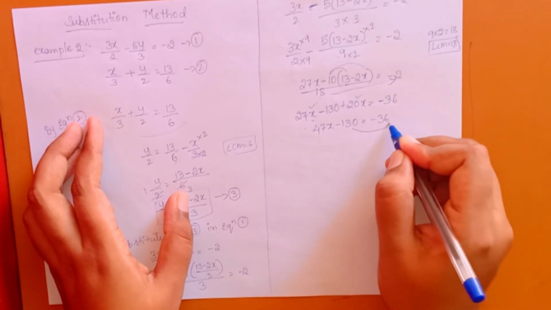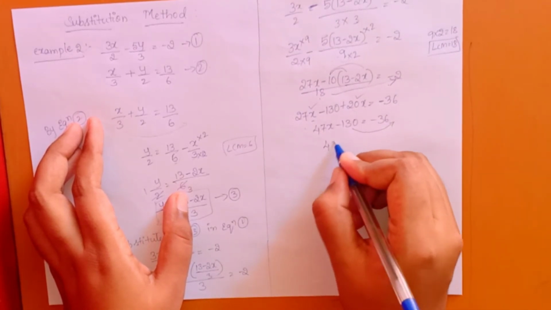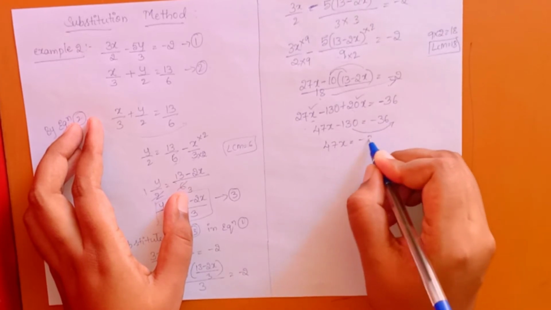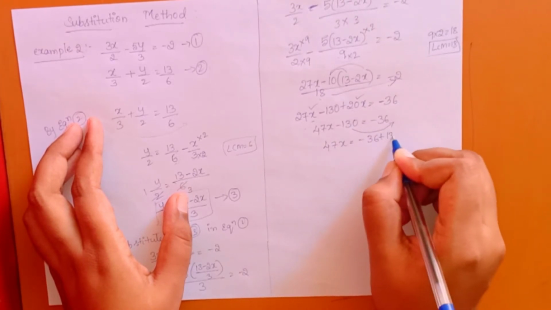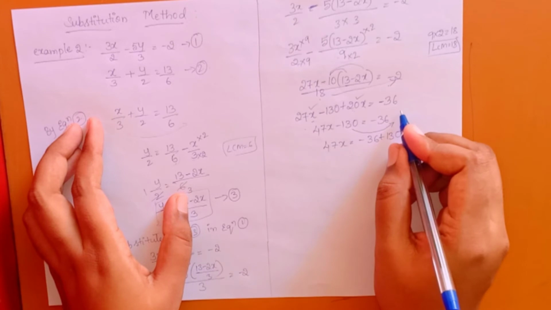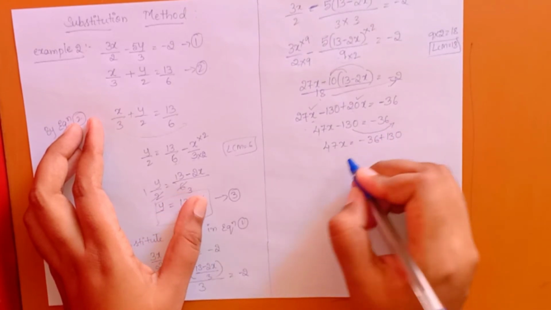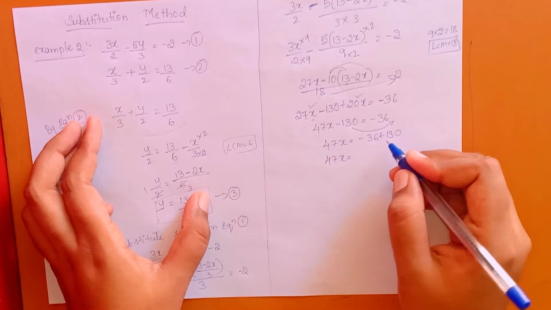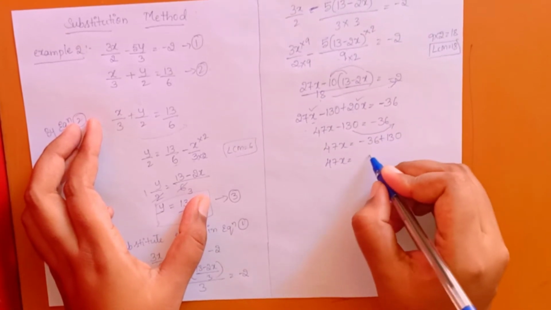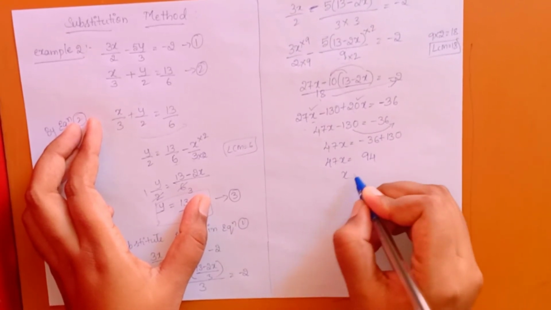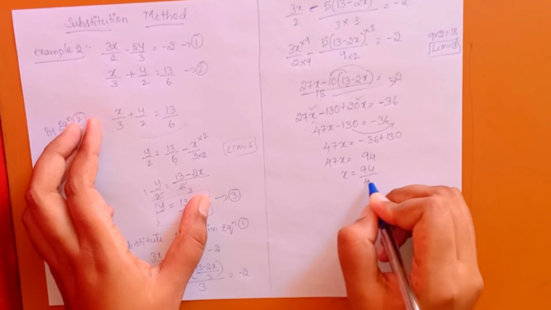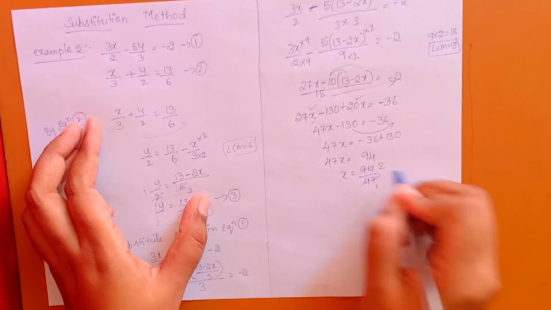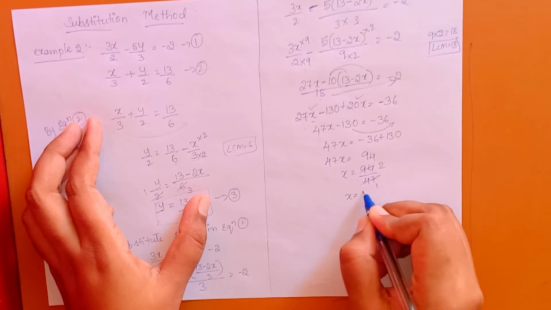Now I'll take the constant term to this side. So we'll get 47x is equal to minus 36 plus 130, because minus 130 will come to this side and become plus 130. So 47x is equal to 130 minus 36, we will get 94. So x is equal to 94 divided by 47. 47 ones are 47, 47 twos are 94, so x is equal to 2.